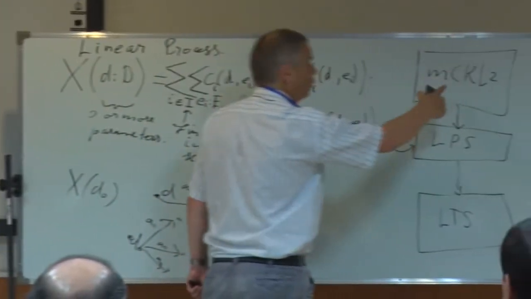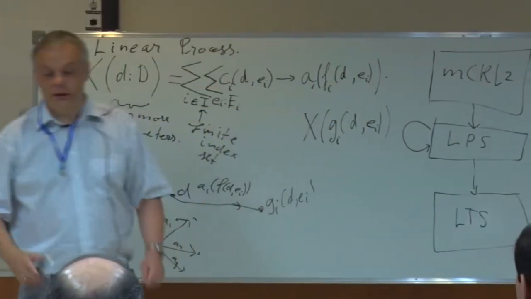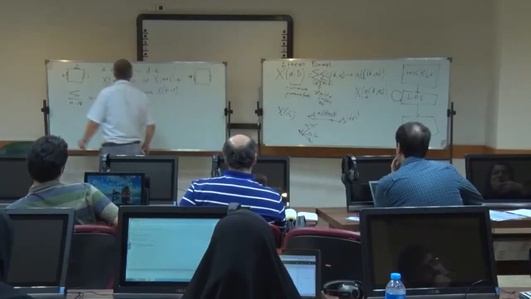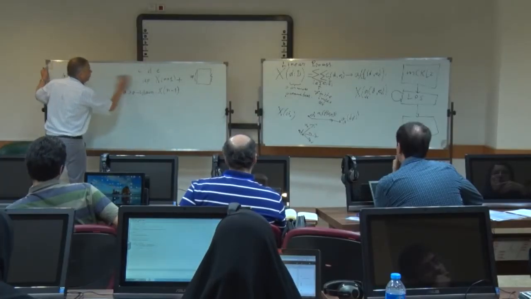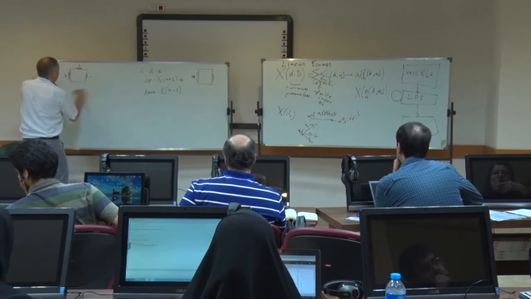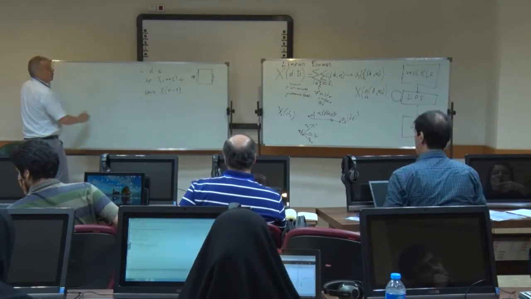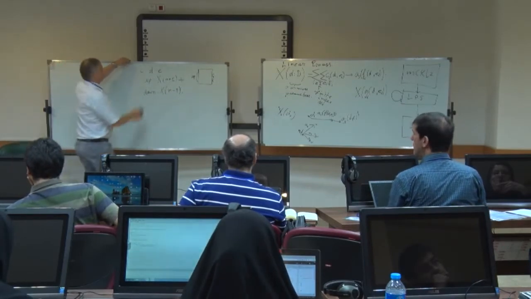So I have an mCRL2 process to its linear form, and you can see the difference between the two. And then I will show you some of the typical operations that we can do with tools on linear processes.